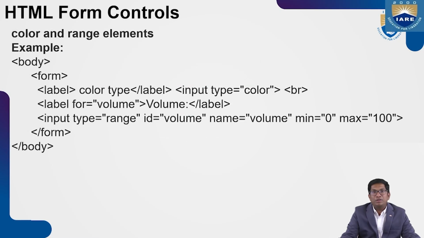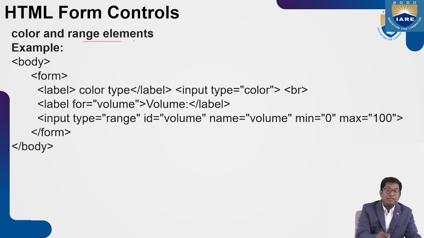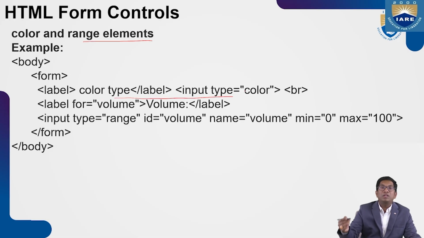Next we have something very important for changing the appearance: you can select the colors. So color and range elements. See here, for color, you give the input as a color input type, then the value is color. Then it shows the right color format, whichever you want to choose.